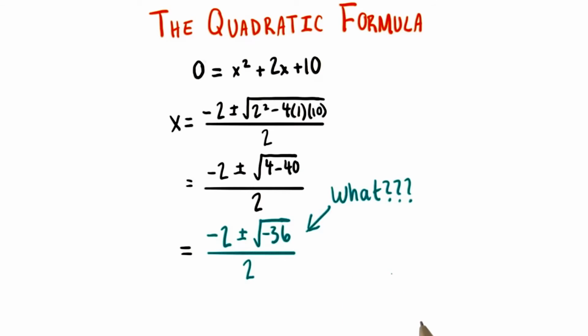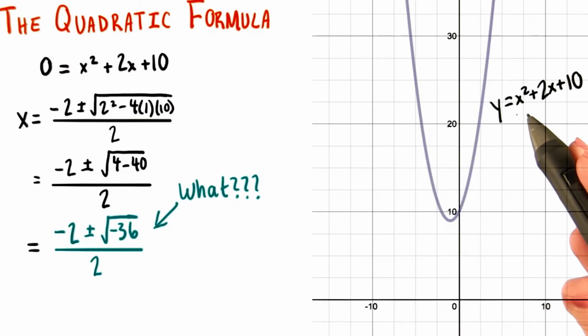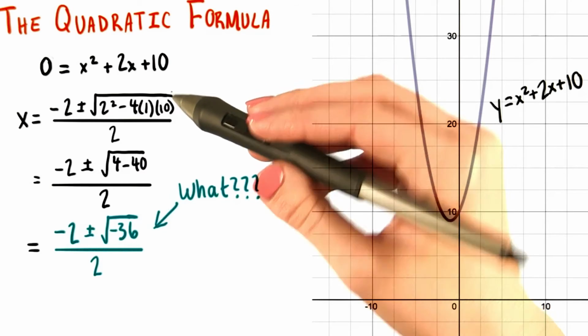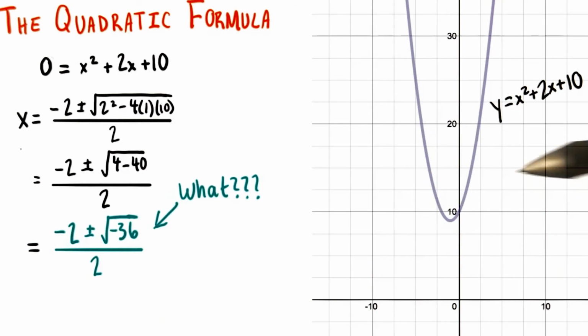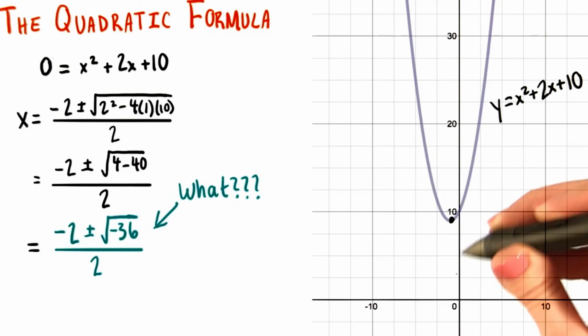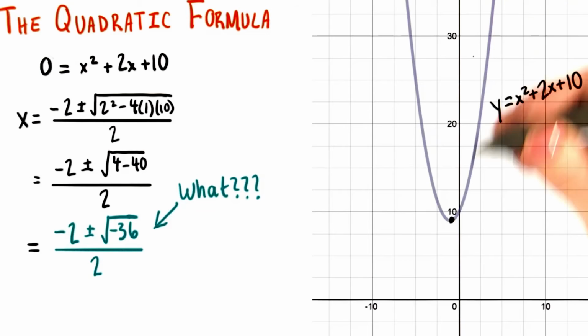Let's take a peek at the graph. So here's the graph of y equals x squared plus 2x plus 10. Remember, when we were looking for roots, we're looking for the x-coordinates of x-intercepts of the graph. But look at where our vertex is. It's right here way above the x-axis, and our parabola is pointing upward.